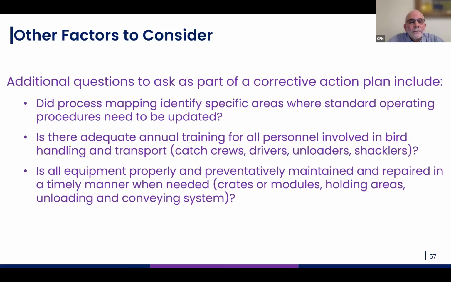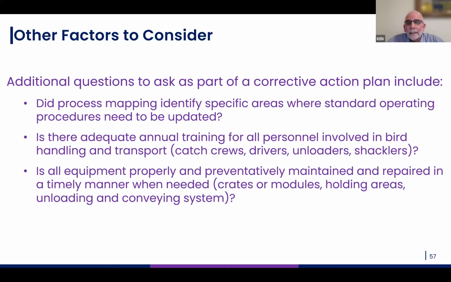So just a couple of other factors to consider, other questions as part of our corrective action plan that we incorporated. We asked, did the process mapping identify specific areas where standard operating procedures needed to be updated? And yes, there were a couple of standard operating procedures that maybe needed to be created, maybe needed to be updated, but there were some gaps there.